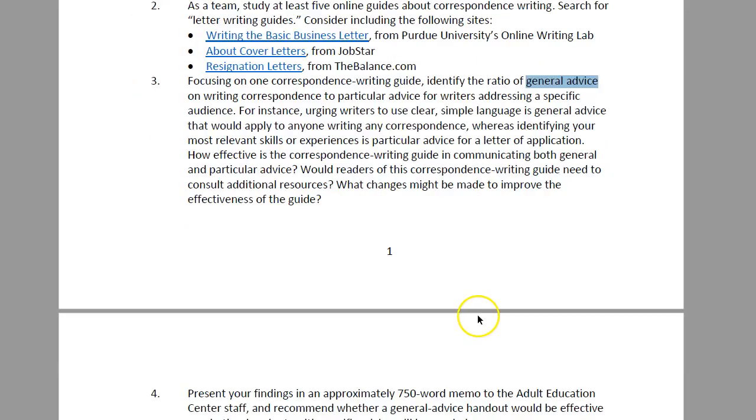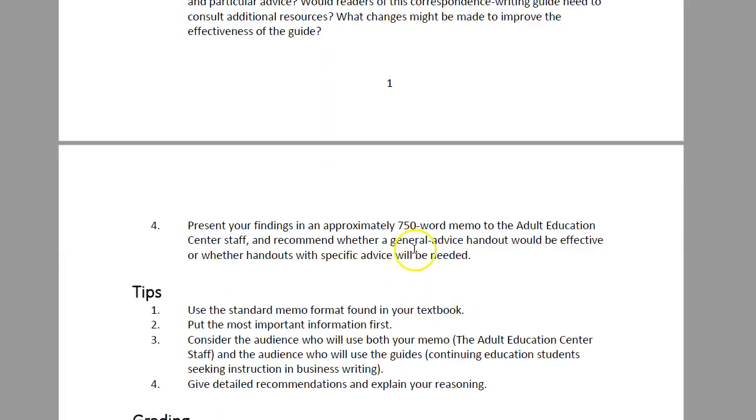In the end, you're not actually going to be asked to build that guide yourself. Instead, you're just going to be asked to write a piece of correspondence to her about this. So you're going to be writing about a 750-word memo.